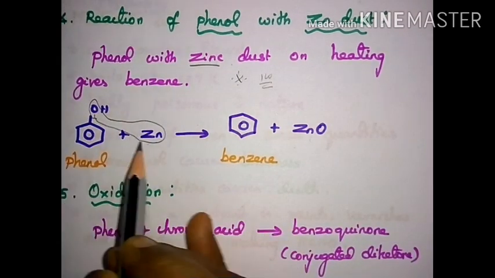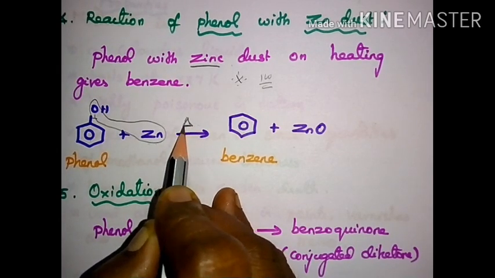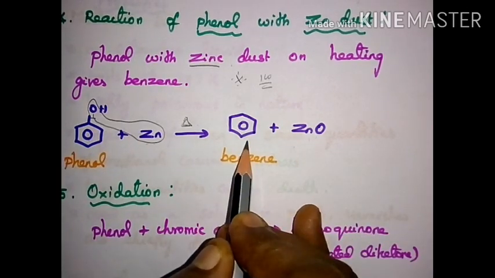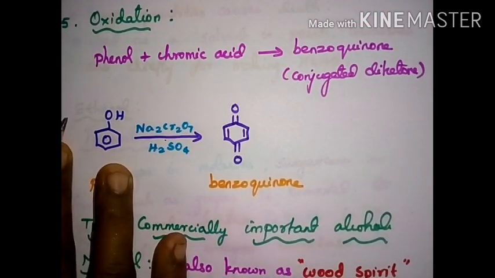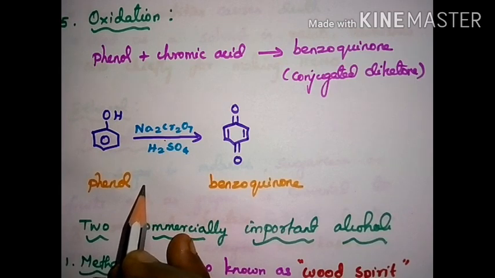So phenol with zinc on heating, what happens? Zn and O go out and we get benzene. And the next process is oxidation. We know oxidation means addition of oxygen.